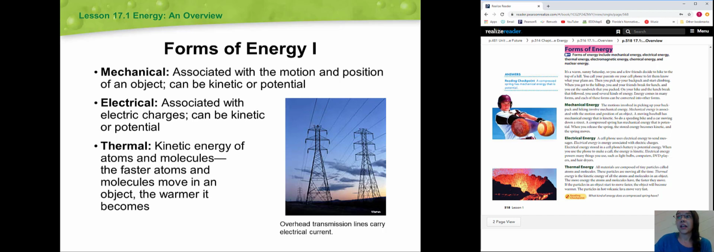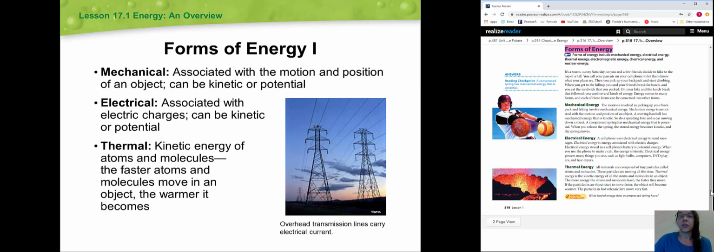Electrical energy. A cell phone uses electrical energy to send messages. Electrical energy is energy associated with electrical charges. Electrical energy stored in a cell phone's battery is potential energy. When you use the phone to make a call, the energy is kinetic. Electrical energy powers many things you use, such as light bulbs, computers, DVD players, and hair dryers, just to name a few. So again, electrical is associated with electrical charges and can be kinetic, moving, or potential, stored.